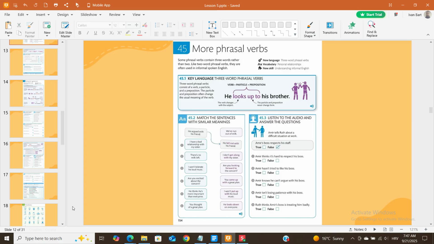45.2 Match the sentences with similar meanings. "He argued with his friend." "I have a bad relationship with my sister." "There's no milk left." "I won't tolerate his loud music." "Are you excited about the concert?" "He thinks he's more important than everyone." "You thought of a great plan." "We've run out of milk." "He fell out with his friend." "I don't get along with my sister." "Are you looking forward to the concert?" "You came up with a great plan." "I won't put up with his loud music." "He looks down on everyone."